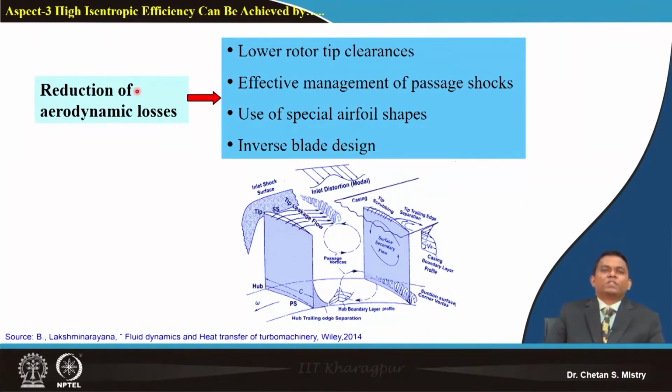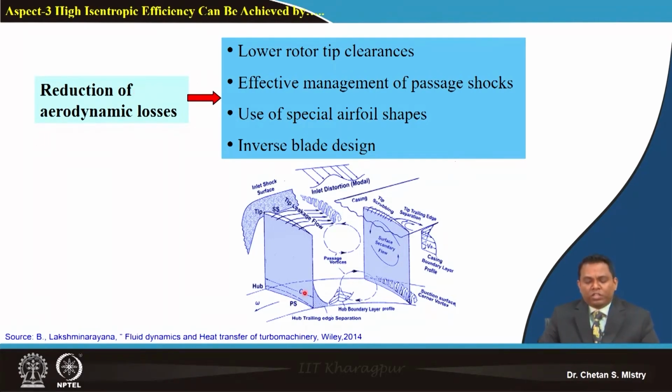Here, for this inverse design, I am not in that much favor, because we are doing our optimization for a particular condition. When it is working under off-design conditions, or say off-design peripheral speed or off-design axial velocity, that may not work as per our expectation. That may lead to a reduced operating range.